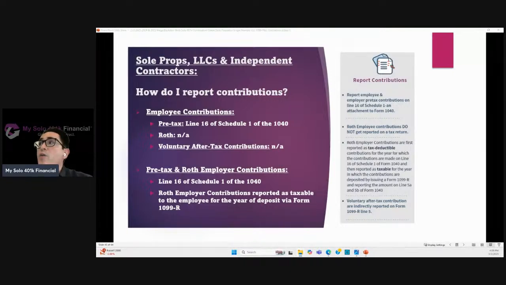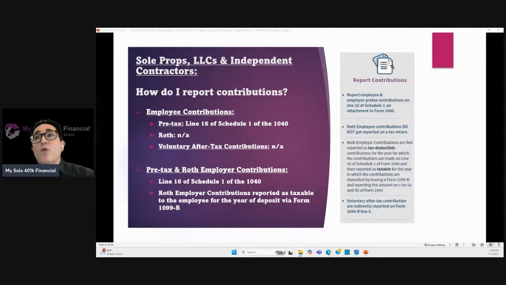So how one reports those contributions will depend on the type of contribution that you're making, as well as how your business is taxed. So for somebody whose business is taxed as a sole proprietorship, who's making pre-tax employee contributions, that means that your income is going to be reduced, right? So you're trying to make 401k contributions and reduce your taxable income. So mechanically, the way that it works is that pre-tax employee contribution that you make will flow to line 16 of Schedule 1 of your 1040. That's how it'll reduce your taxable income.